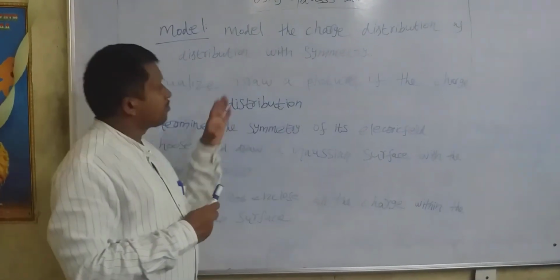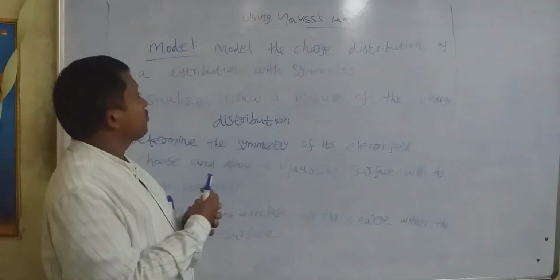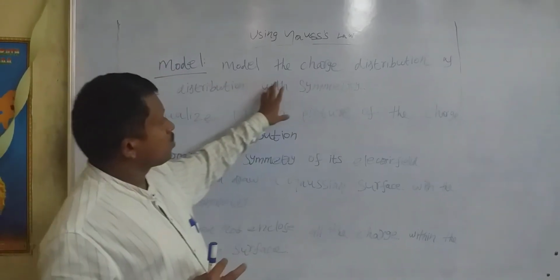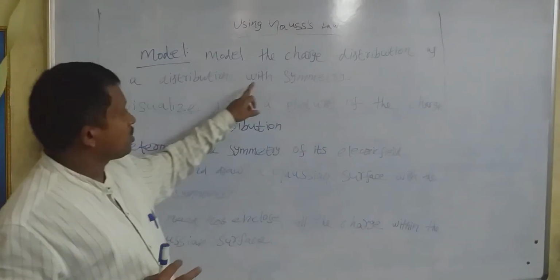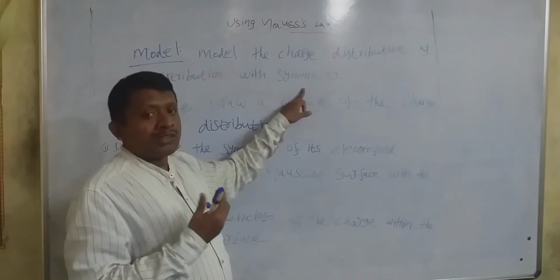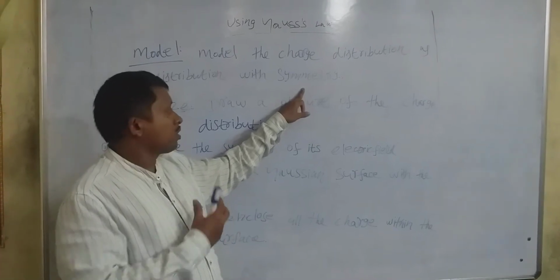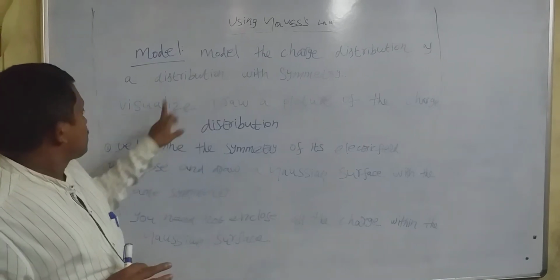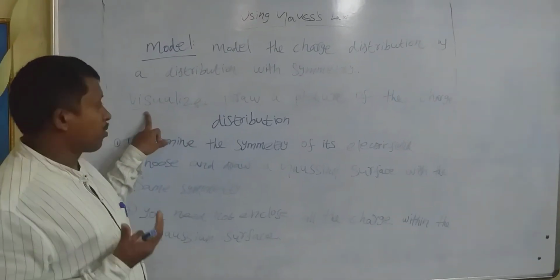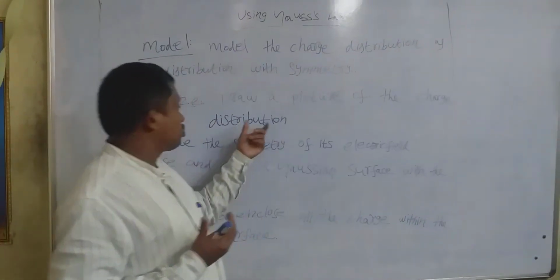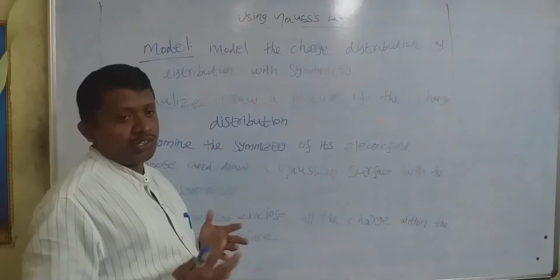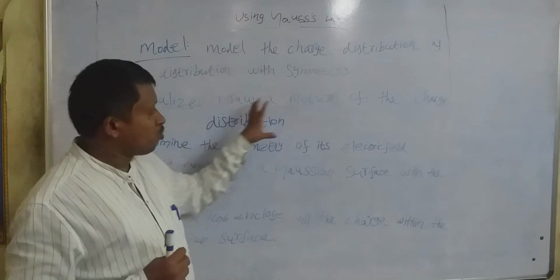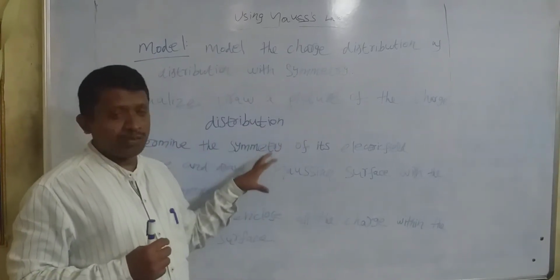So now we see how to solve problems using Gauss's law. First we have to choose the model. Model the charge distribution as a distribution with symmetry. So we have to take the symmetry model, where the charge is distributed uniformly. Then we have to visualize the problem. Draw a picture of the charge distribution, showing how the charge is distributed in the object. To solve these problems, we consider the charge to be distributed uniformly.